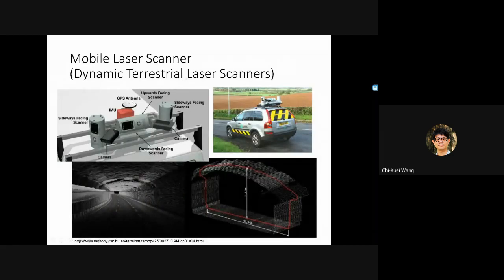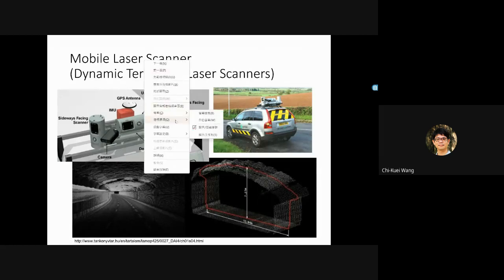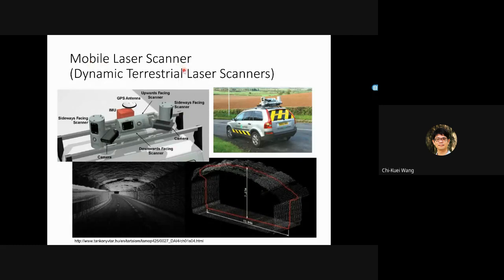Now, the last kind of LiDAR I want to talk about today is the mobile laser scanner. Sometimes it's called a dynamic terrestrial laser scanner. The reason it's called that is that it's the kind of terrestrial scanner you would use, but you put it on a vehicle, so it becomes dynamic. But I have to say, nowadays, mobile laser scanner is more often used.